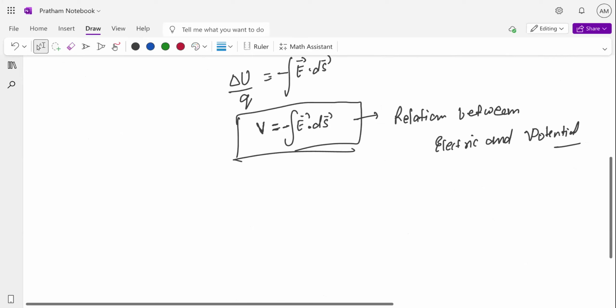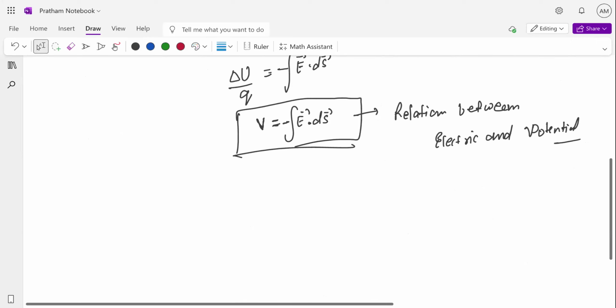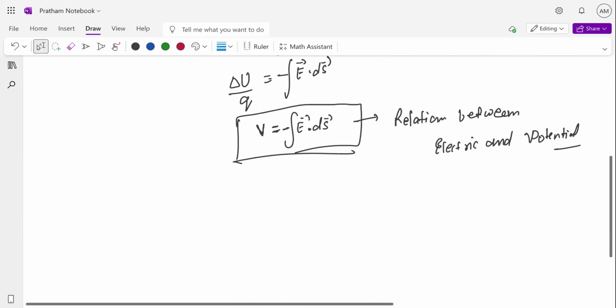So this was the relation between electric field and the electric potential. You can just note down this expression because we'll be using it in multiple cases. One more thing: whatever I have shown you in this case, I have taken my electric field as a varying electric field. Clear?